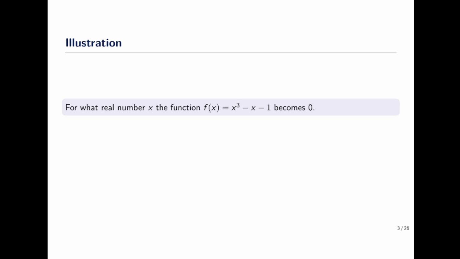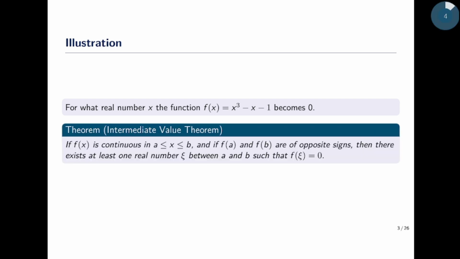So let us start with an illustration problem. For what real number x does the function f of x equals x cube minus x minus 1 become 0? So we will be using the intermediate value theorem, or a special case of it. We take a continuous function on the closed interval [a, b], and if f of a and f of b are of opposite sign, then there exists at least one real number xi between a and b such that f of xi will be equal to 0.